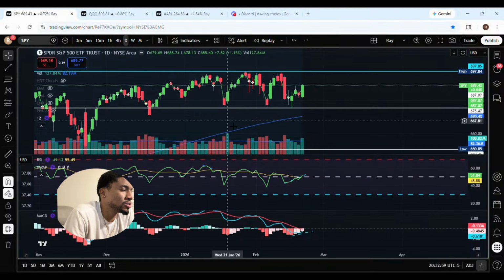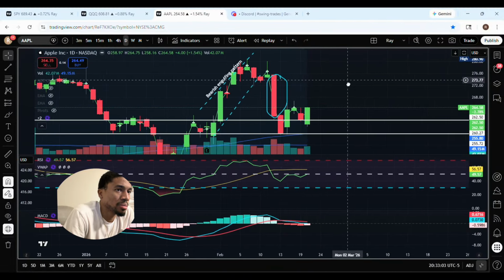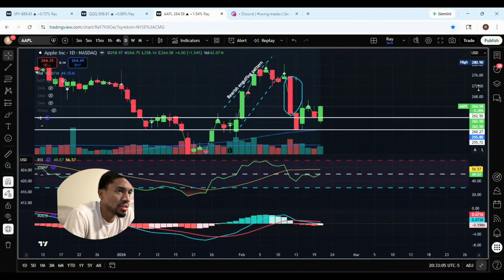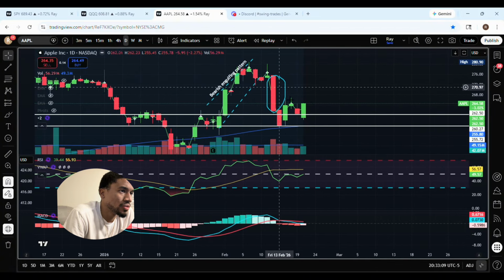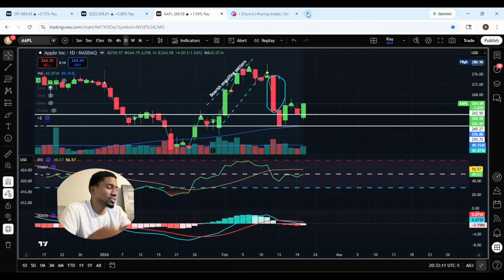Without further ado, let me show you the stocks and watch list that I'm watching for this week. So the first stock on my watch list is Apple. I called Apple before, about a week ago, with this bearish engulfing pattern. If you know what a bearish engulfing pattern is, I'm going to show you right here.